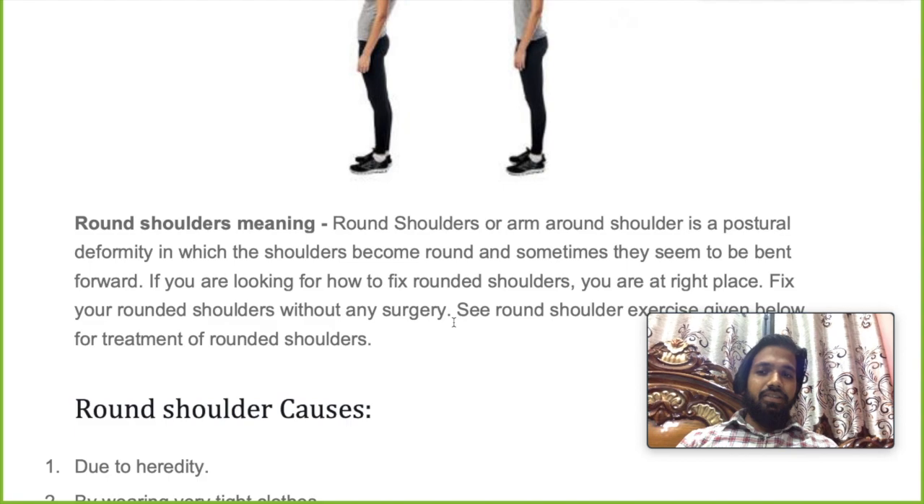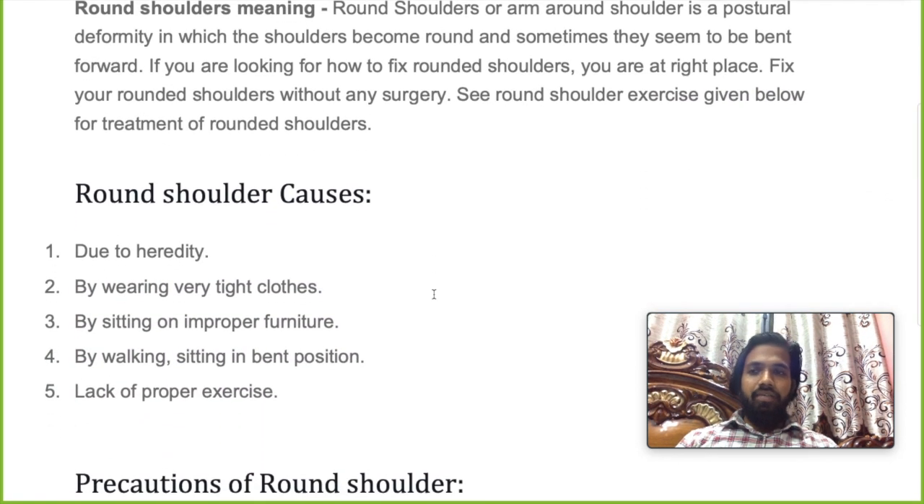Basically you can fix your round shoulders through surgery, or you can go for any kind of rehabilitative exercises, and in the long term it will be very effective. But there are surgeries also available, you can go for it. Now, what are the main common causes for round shoulders? It can happen because of the genes you are carrying.